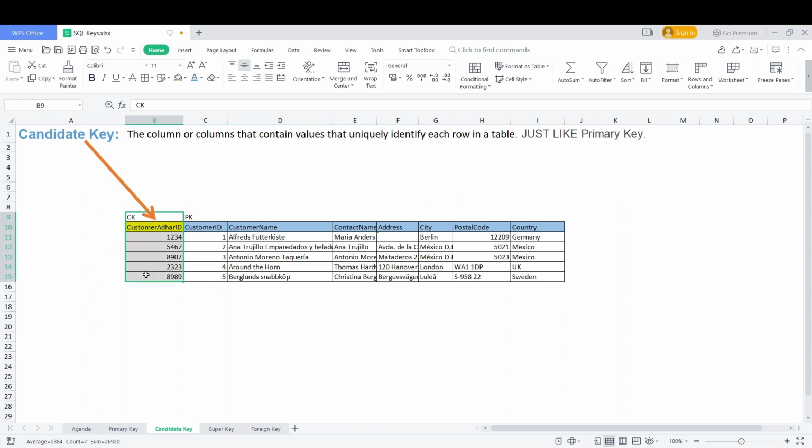candidate key is our Aadhaar ID. That means the Aadhaar ID is also uniquely identifying each and every row in the data. Okay. And you will see that there are no duplicate records over here. Okay. Now let's move on to the super key.